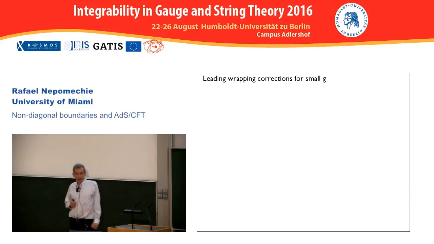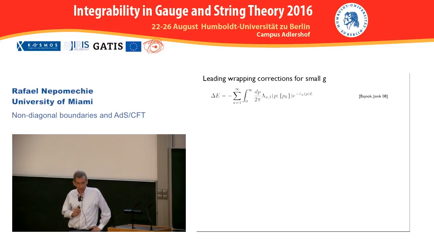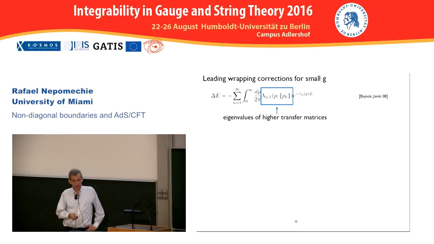But one can even go further. One can also compute wrapping corrections. And let's just focus on the leading wrapping corrections for small weak coupling g. So from the work of Zoltan and Romuald, this correction, delta E, is given by this formula, where lambda here is the eigenvalues not of the fundamental transfer matrix, but in fact of all of them, because it's a sum here from a equals 1 to infinity, all of the higher transfer matrices corresponding to bound states of the fundamental particles.